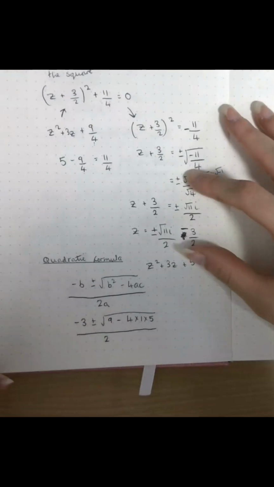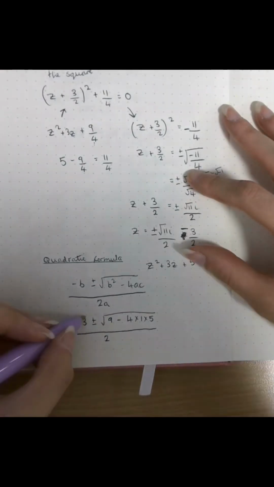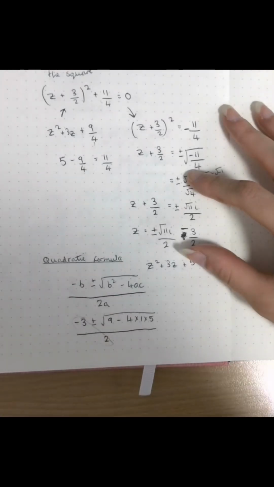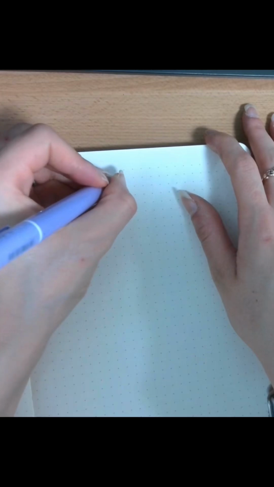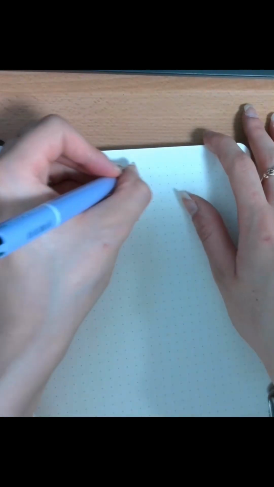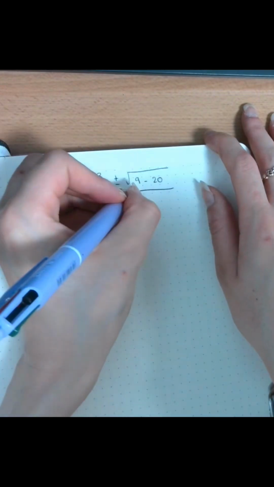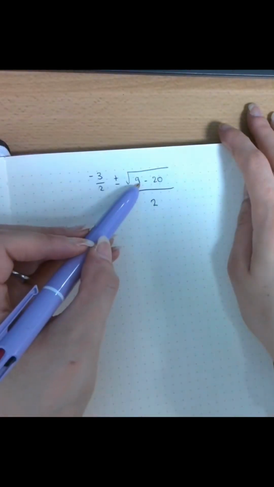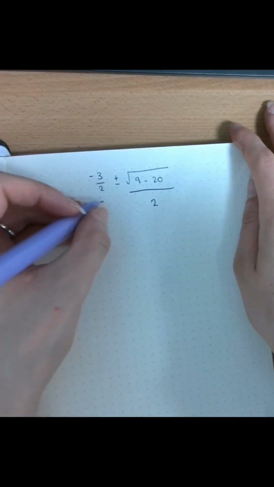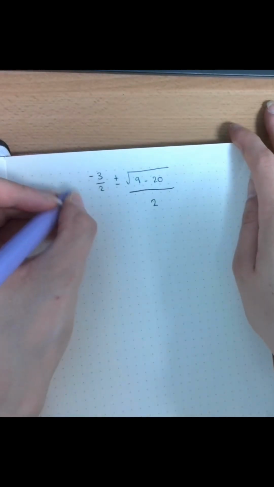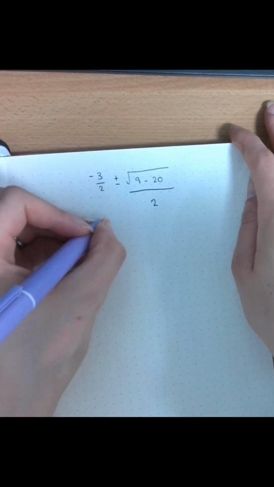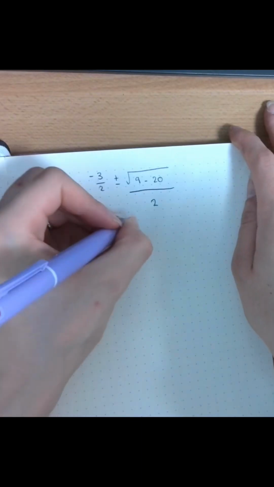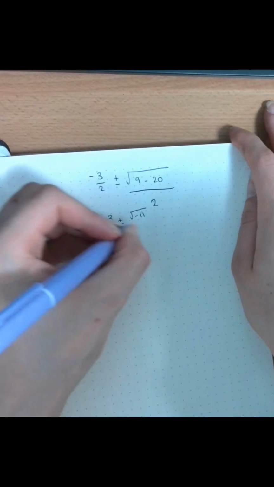We can already see here, hopefully, that this bit here, minus 3 over 2, we can just rewrite. Minus 3 over 2 plus or minus root 9, and then that will become minus 20 over 2. Root 9 minus 20 over 2. And then if we do 9 take away 20, that's going to get us negative 11. So now we end up with minus 3 over 2 plus or minus the square root of negative 11 over 2.